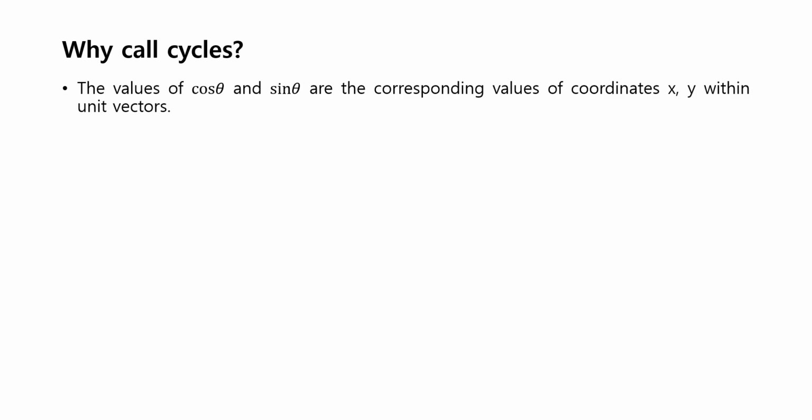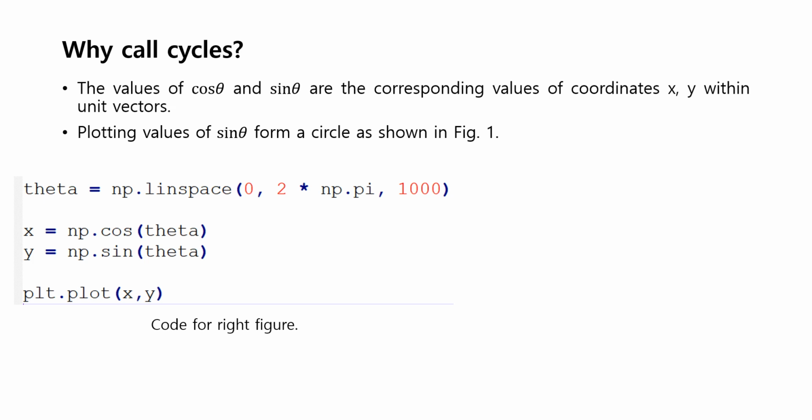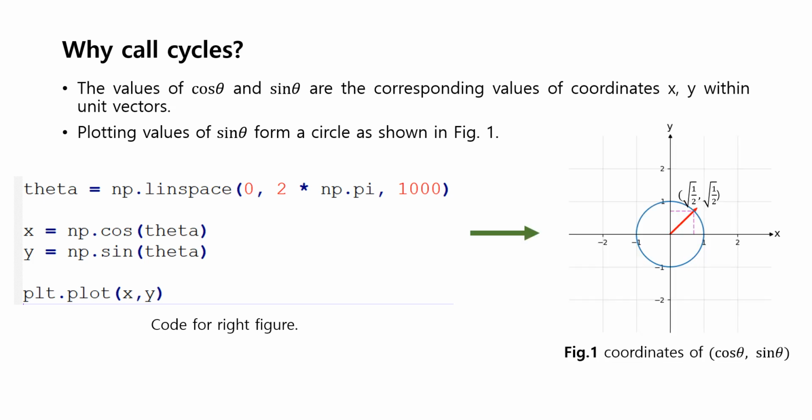And I just said cycle, and let's see why we call it cycles. The values of cosine theta and sine theta are the corresponding values of coordinates x, y within the unit vector. So plotting values of sine theta forms a circle as shown in figure 1. If you run what is shown here on the left, it's going to generate a plot like this in figure 1.